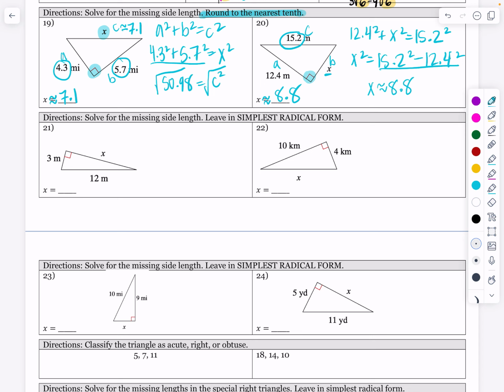Okay, now the next set of directions is different, so I'm going to slow down here. It says solve for the missing side length again, but now instead of saying round to the nearest tenth, it says leave in simplest radical form, so you're not going to have any decimals here. This is just like the beginning section. So again, good old Pythagorean theorem. We're going to label these A, B, and C.